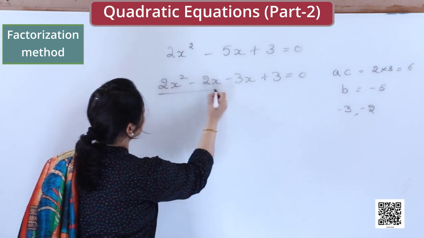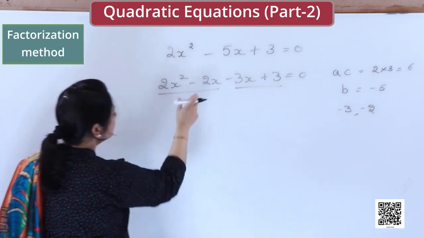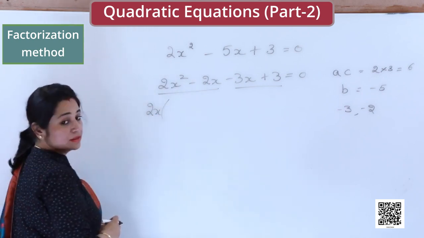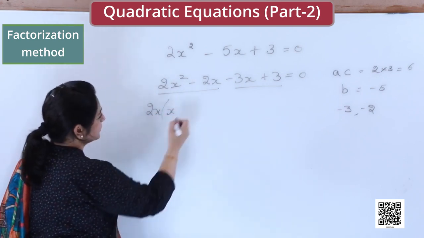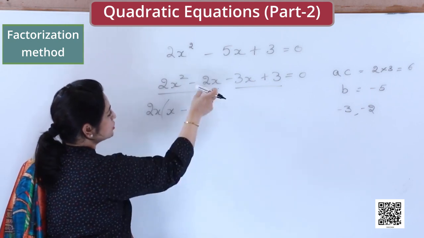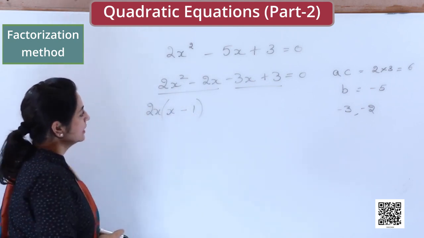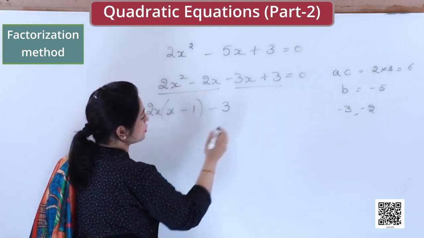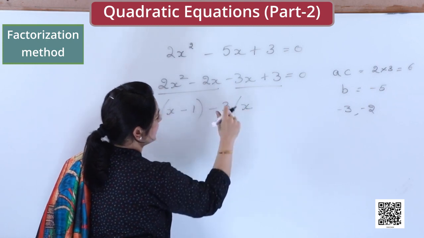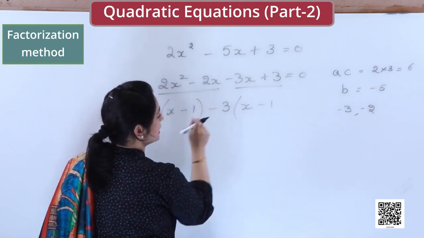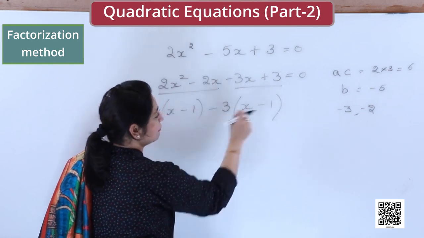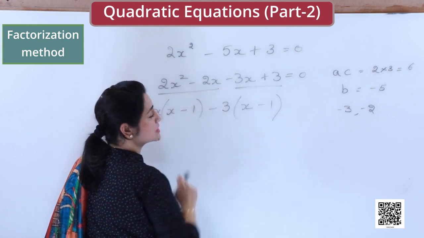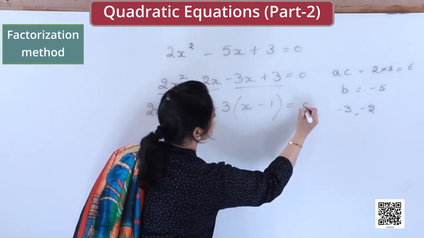Now looking at these two and then these two, we can take out 2x as common from these two terms. And thus in the bracket we will have one x, then here minus 1, because 2x has been taken out, so 1 will be left here. And from the next two terms, we can take minus 3 as common. And here we will have x and minus 1, because 3 has been taken out, so inside we will have minus 1, because this minus will get multiplied by this minus and will again make a positive 3. This will be equal to 0.